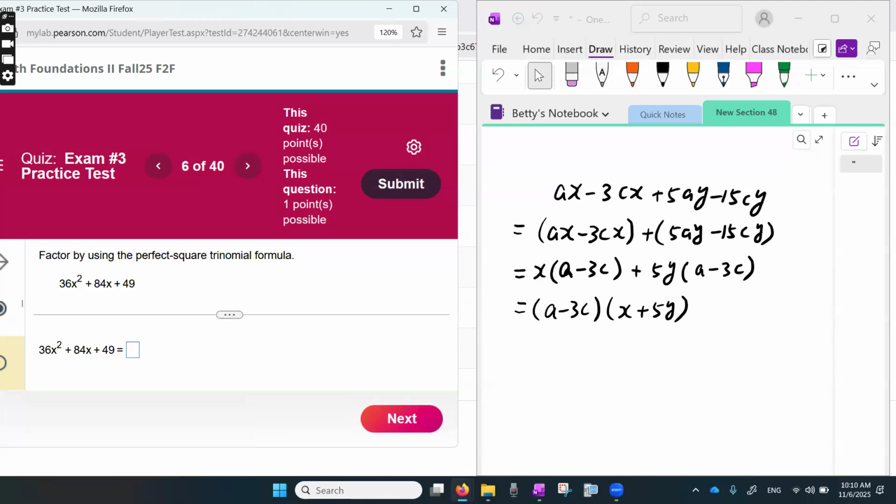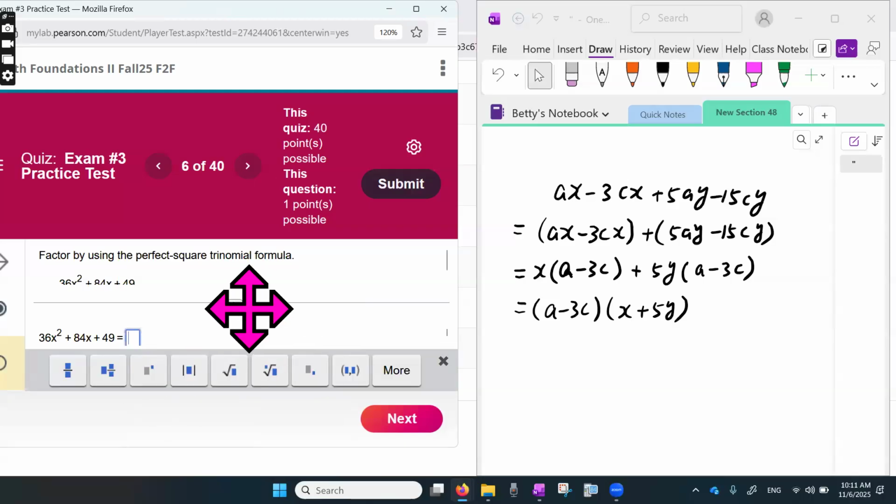Question number 6. Factor by using the perfect square trinomial formula. Okay, when the question requires using the formula, that actually tells you the trinomial that is given is a perfect square trinomial. So we don't have to even check, right? And look at the first term and last term.